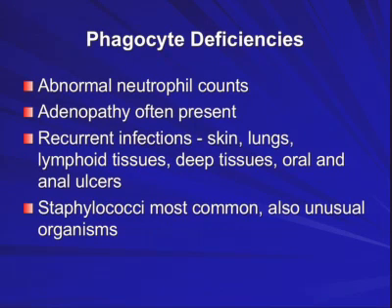Now, when phagocytes can't do their thing properly, say they can't get out to tissues or they can't kill things properly, we tend to get abnormal neutrophil counts. Because if your neutrophils aren't marginating or they're not going out into tissues, then they're staying in the bloodstream and you get a sky-high elevated neutrophil count if you can't chemotax out to tissues.